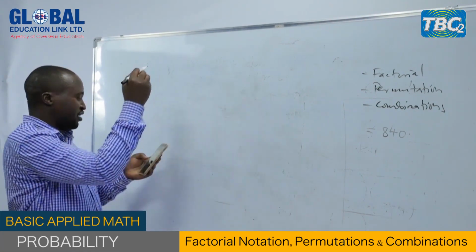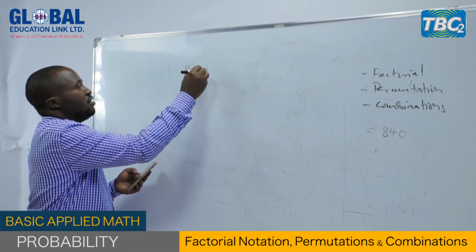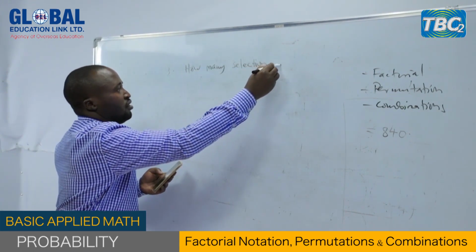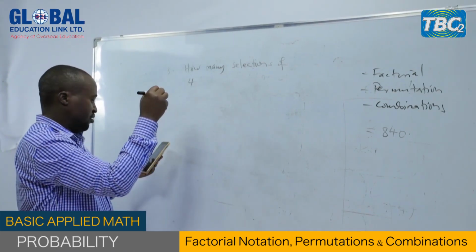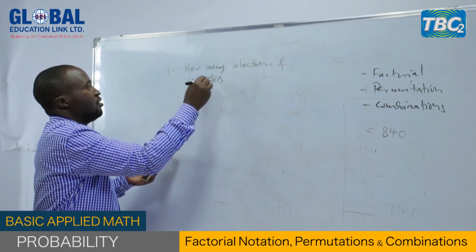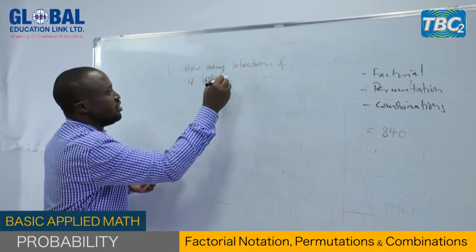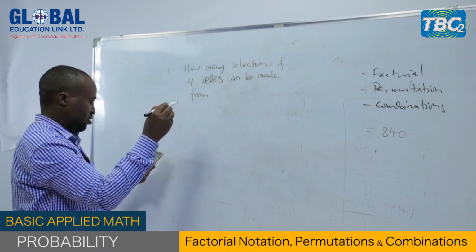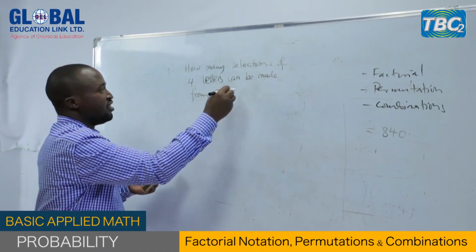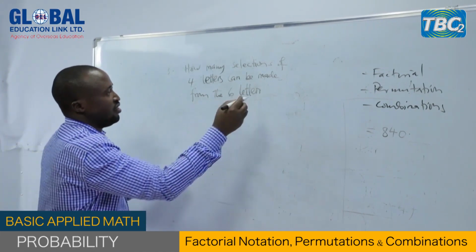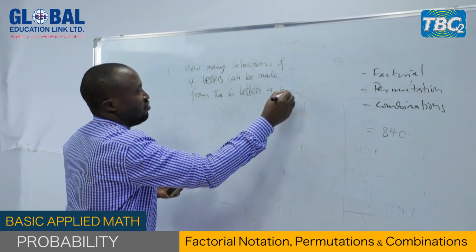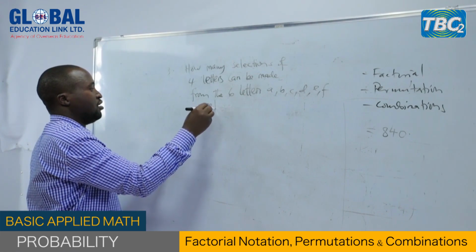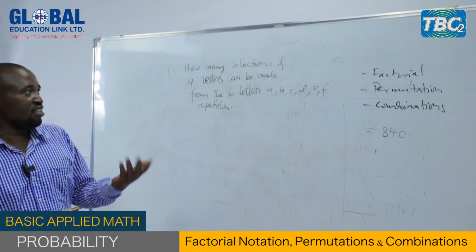That is question number 3. How many selections of 4 letters can be made from the 6 letters A, B, C, D, E, and F, without repetition. Yes, that is our question.